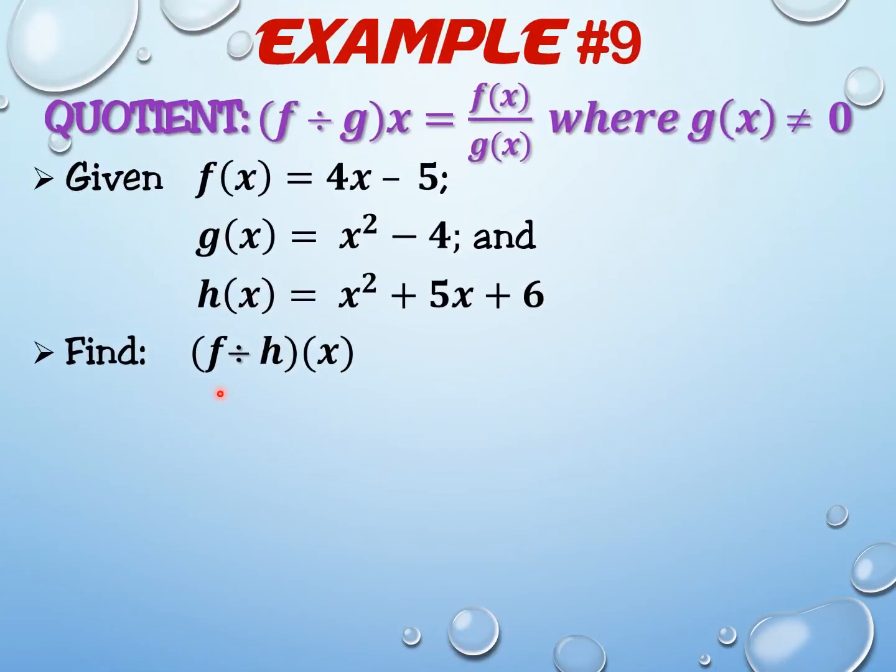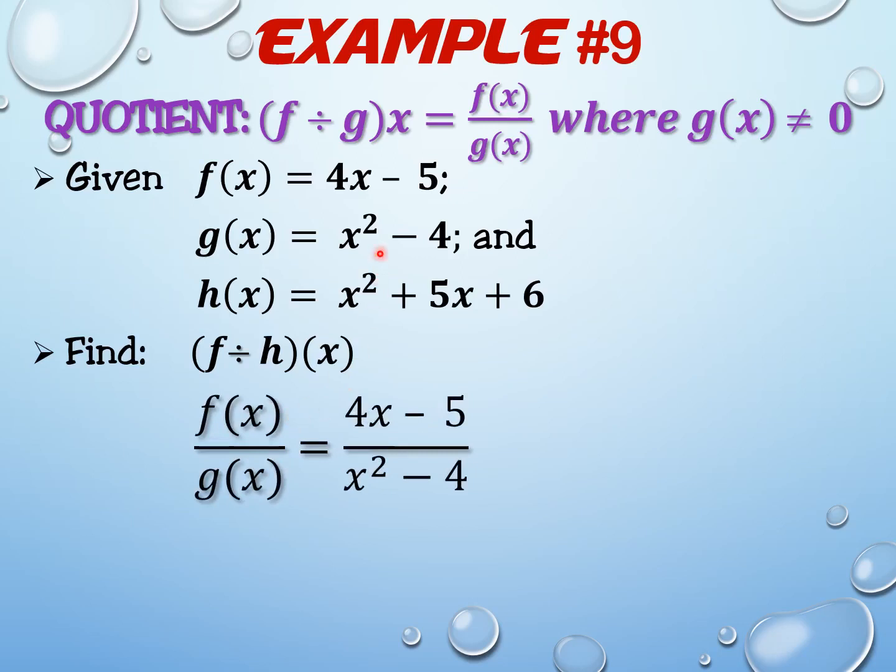Okay, let's have the solution for f divided by h of x. So this would be equal to f of x divided by h of x. So your f of x is 4x minus 5 and g of x is x squared minus 4. So for division, the first thing that you're going to do is to factor the numerator and the denominator. So you will be using the different methods of factoring. So for the numerator, you will notice that this one is a prime number. So there is no other factor except for x minus 5 and 1. So this is still 4x minus 5.